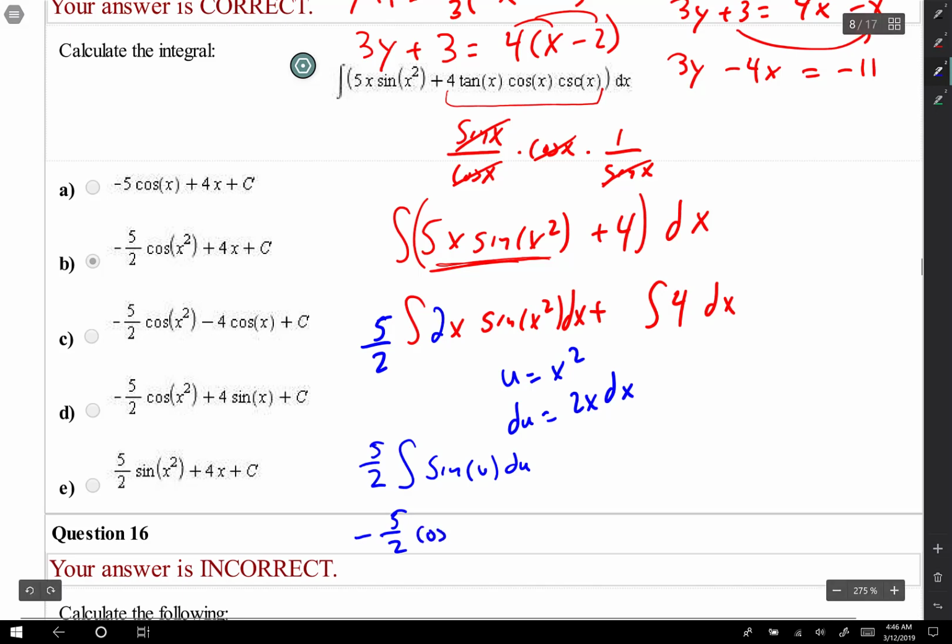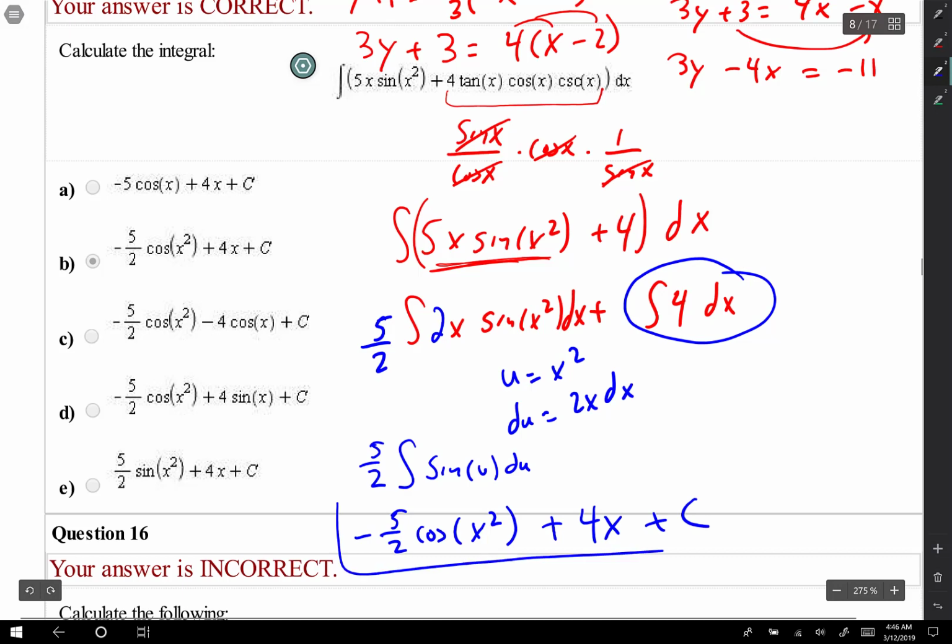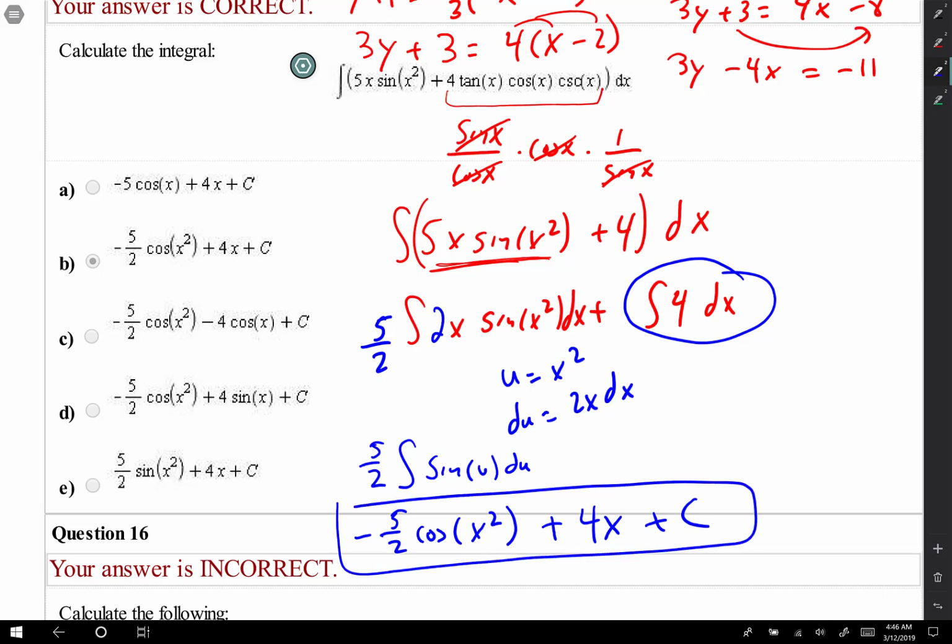So negative cosine. Now instead of writing the letter u, since I have no limits, I'm going to plug back in what u is. u is x squared. Now we're not done. Don't forget about this lonely 4 over here. The antiderivative of 4 is just 4x. And then you put plus C. So that is right there.